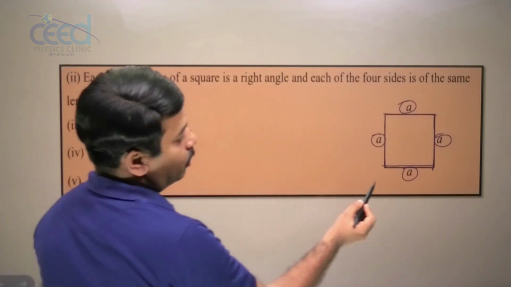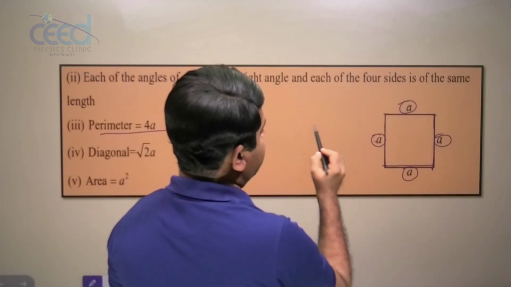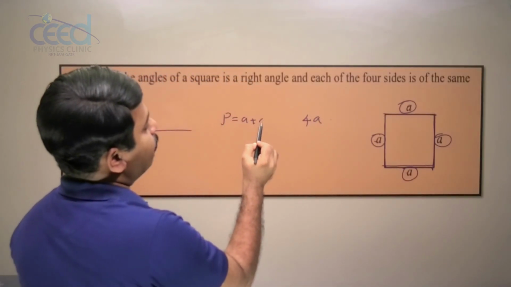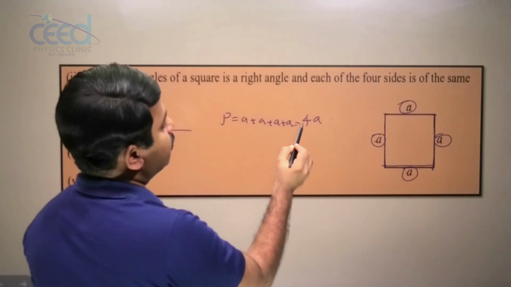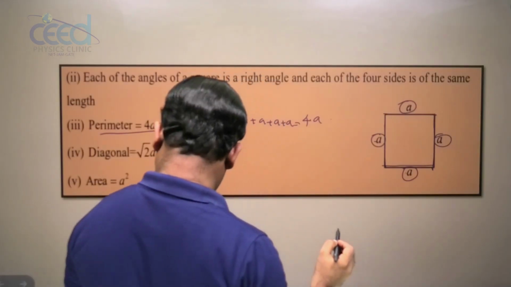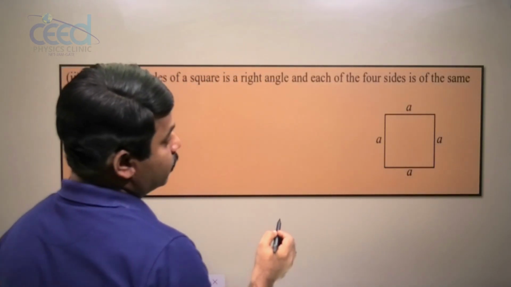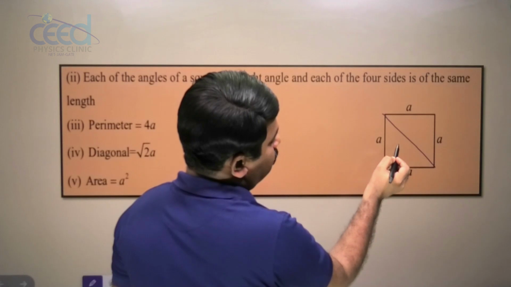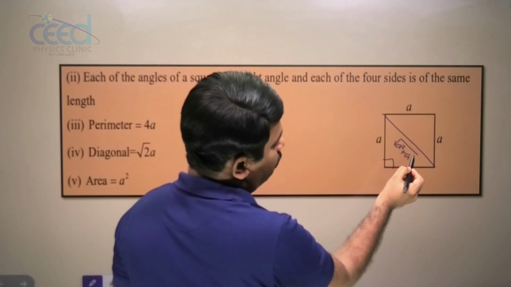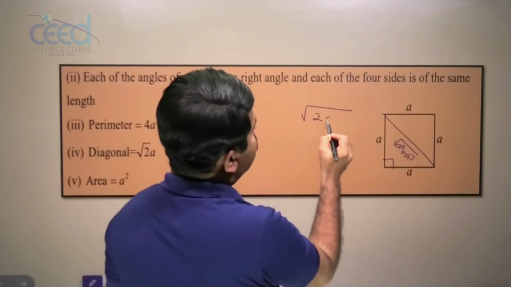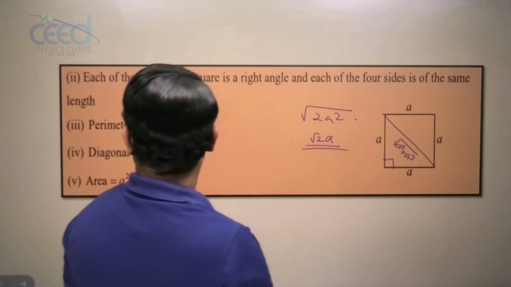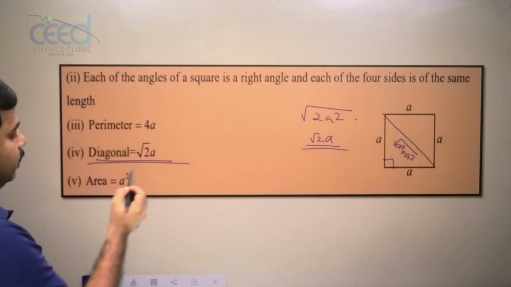Now, what is the perimeter? The sum A plus A plus A plus A, that is 4A, that is the perimeter. Now, the diagonal: here again Pythagoras theorem. This is a right angle triangle, so square root of A square plus A square, that is square root of 2A square, which is A root 2. So this is our diagonal length, right?